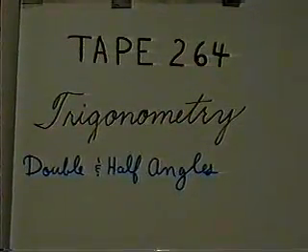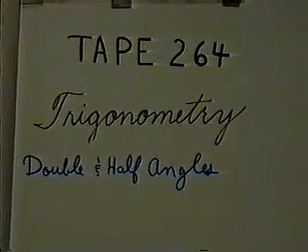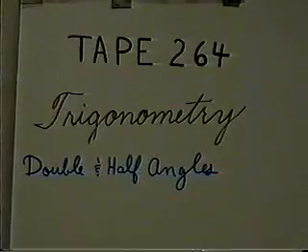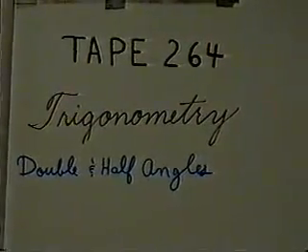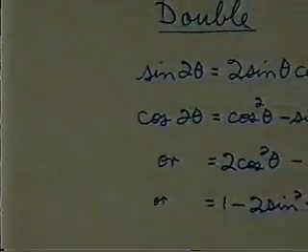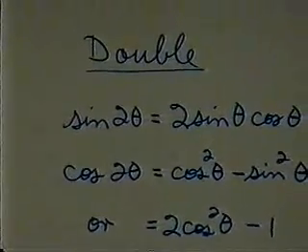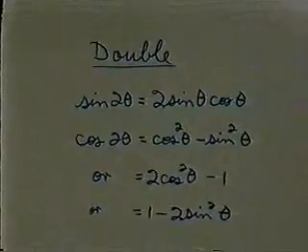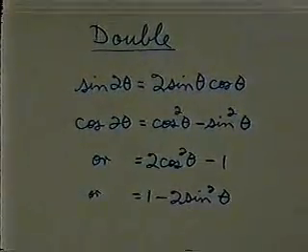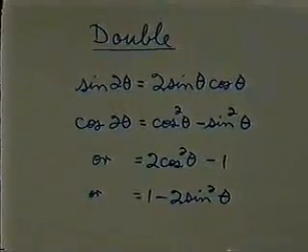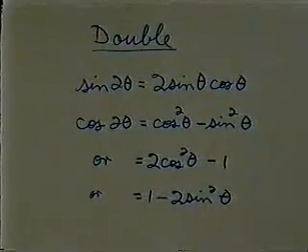All right, this is tape 264, which is double and half angle formulas. So let's look at some examples of the double and half angle formulas. First of all, we're going to look at double angle formulas. And here are the two that you need to memorize.